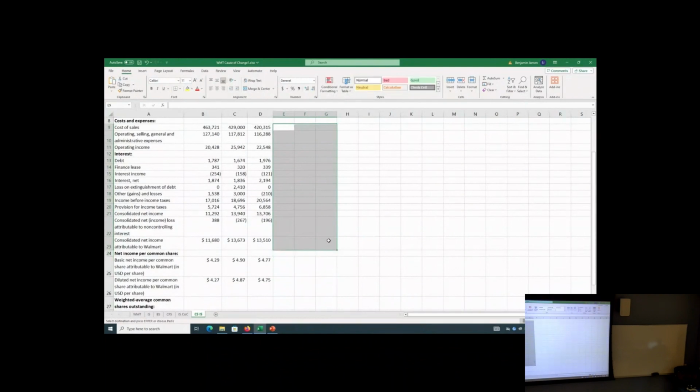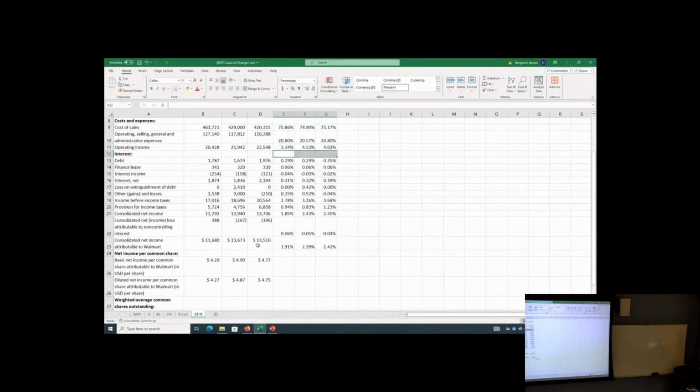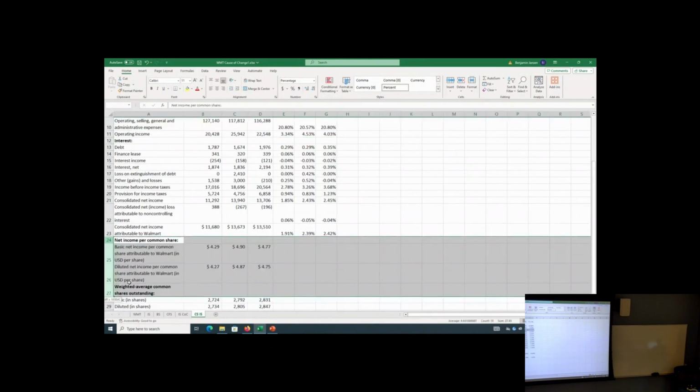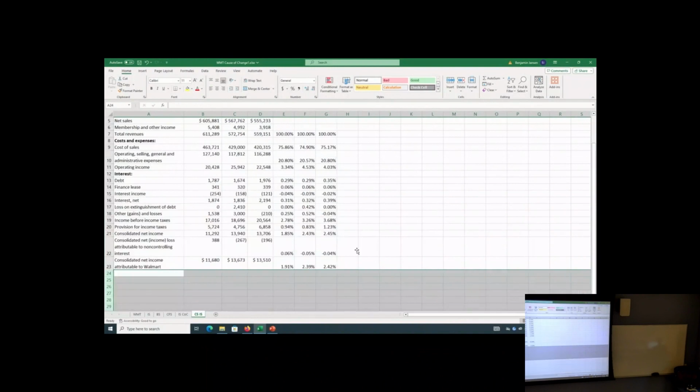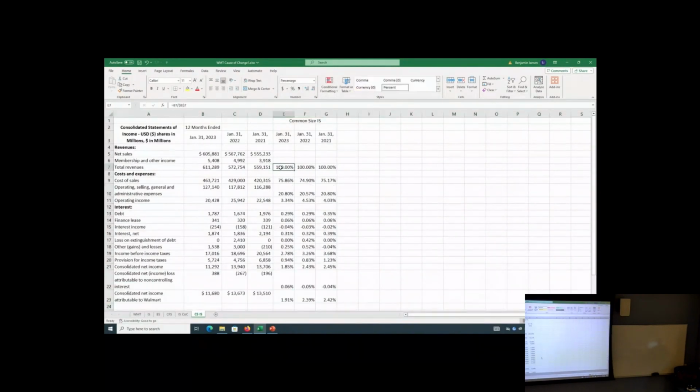So highlight all the cells beneath it. That's okay. And we're not going to be dealing with these diluted values here. All right. And now we have our common size financials, or our common size income statement. Very simple to put together.